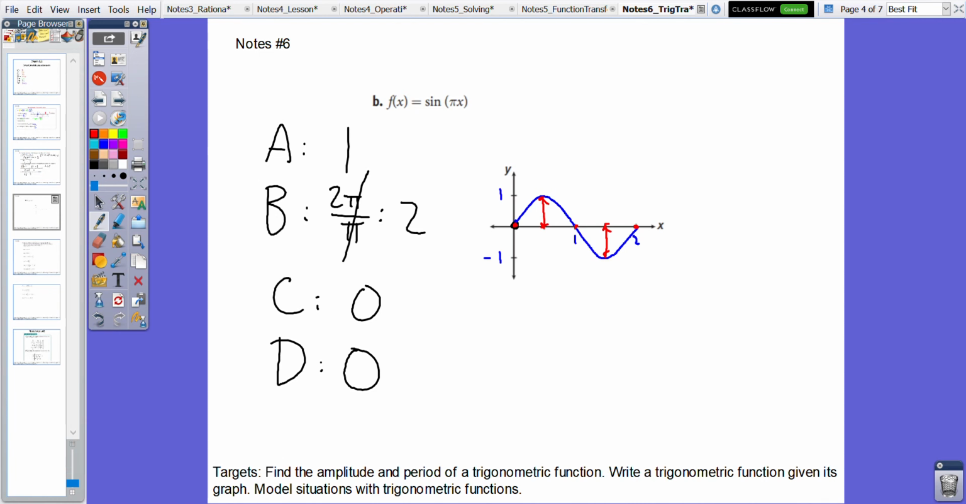Okay? So this is a basic overview of how to graph or what our trigonometric functions look like. In the next video, we're going to look at several examples of how to identify the different parts of a trig function.